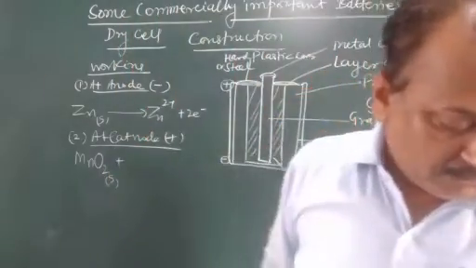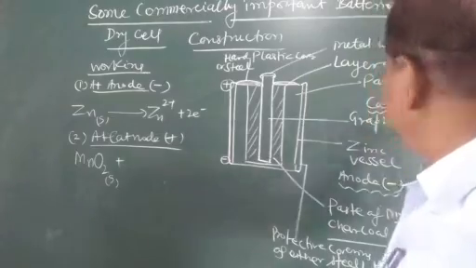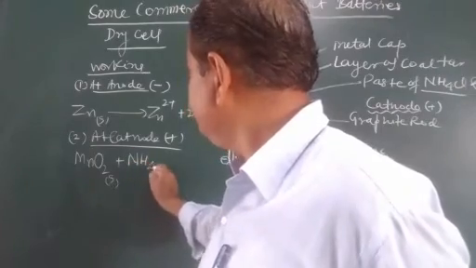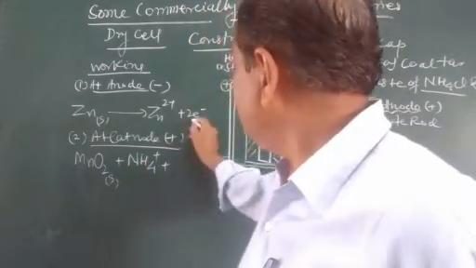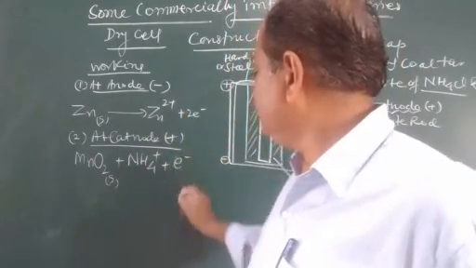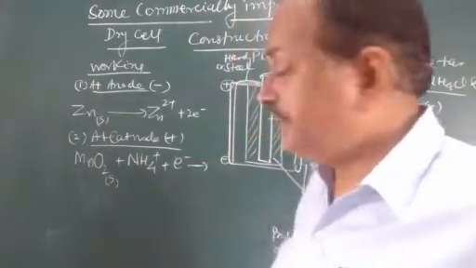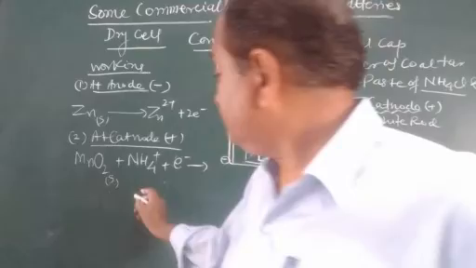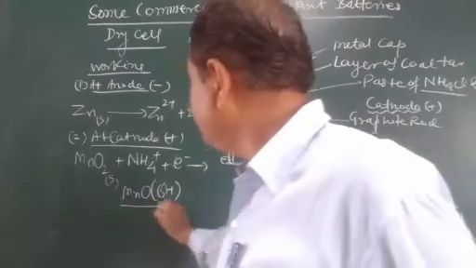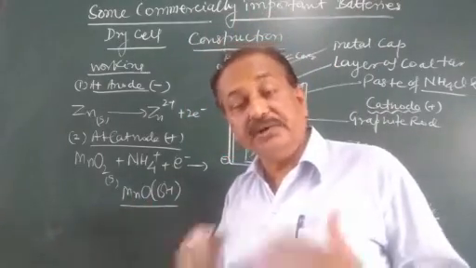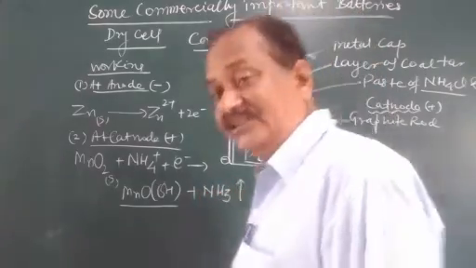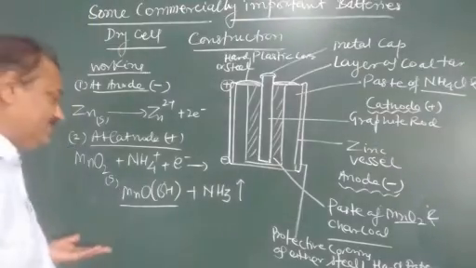Then there is the ammonium chloride, in the form of a moist paste. So it will provide ammonium ions. Then of course, if there is oxidation here, naturally there will be reduction, and so electrons are required. As a result of this, there is the formation of a complex compound, a coordinate compound of manganese hydroxide, plus NH3 gas is released. And this is the reaction.